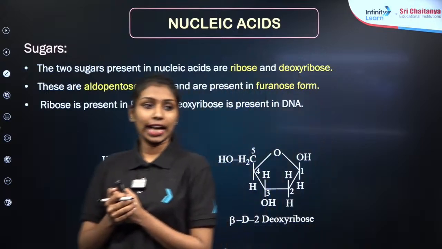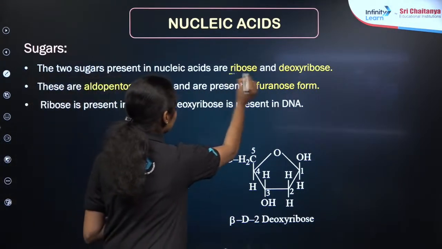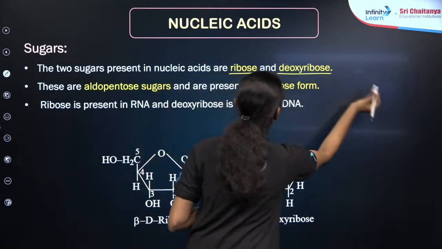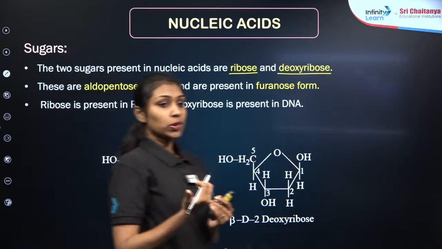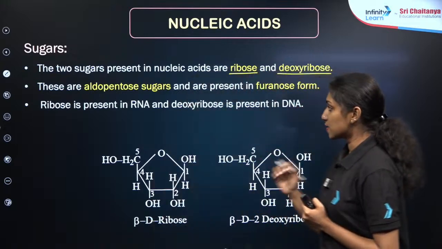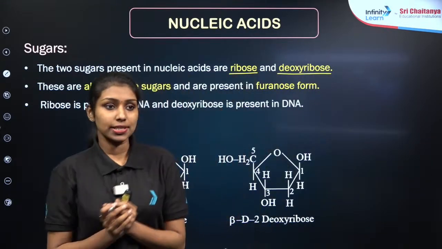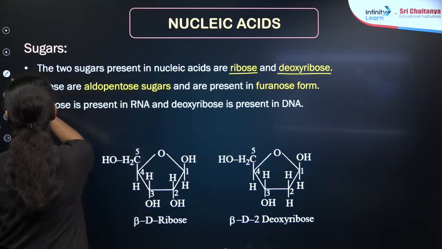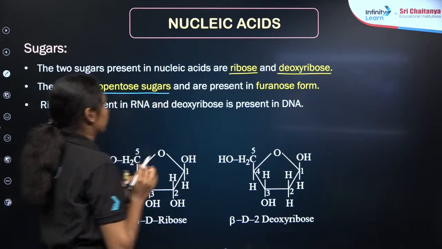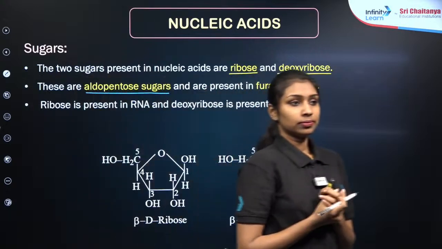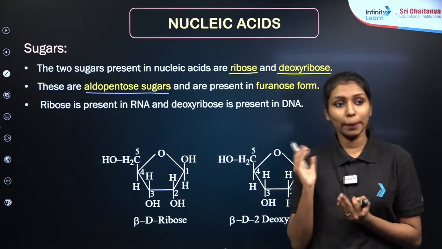Here, I have already mentioned that there are 2 types of sugars, right? One is ribose in the case of RNA, another one is deoxyribose in the case of DNA. So, when you are discussing the structure of sugars, you can say that they are aldopentose sugars. What do you mean by aldopentose sugars? What is the main idea you are getting from the name of that particular sugar? Aldopentose.